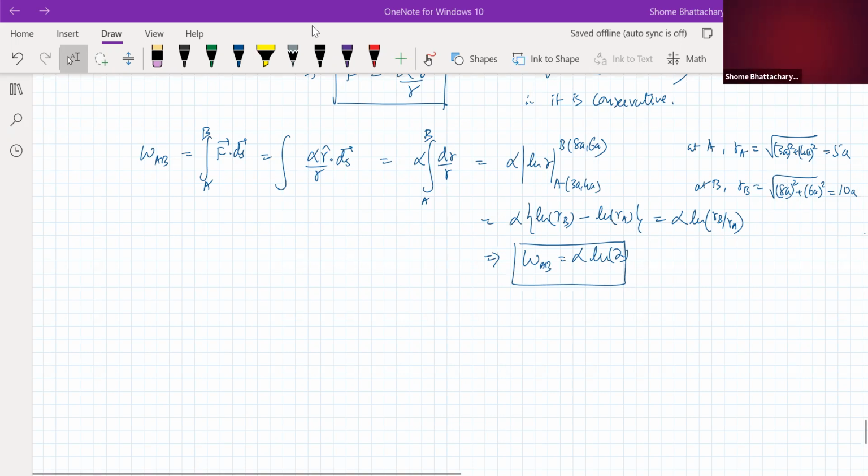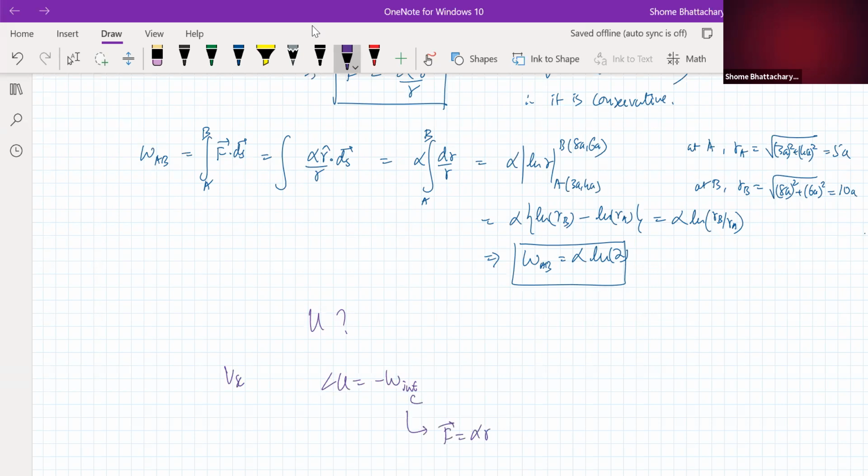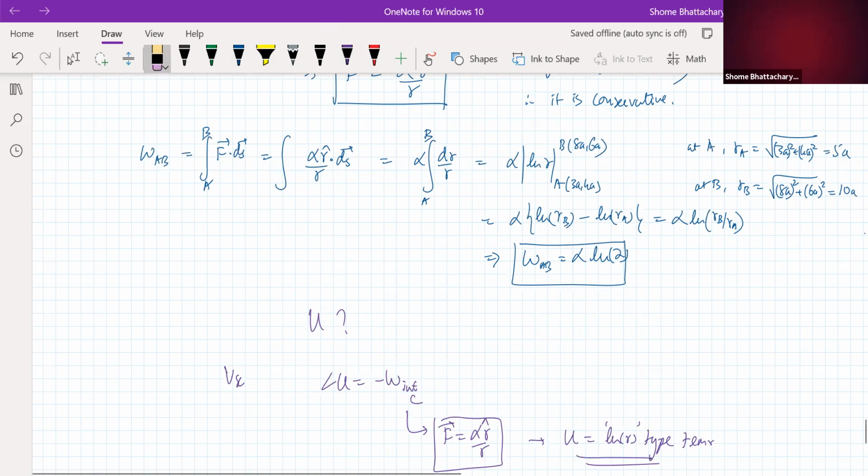Okay, so we will conclude here today. We'll pick up the second part of this question in the next lecture, where we are developing the formula for potential energy. But for that, we'll just use the relation that delta U is negative of work done by internal conservative force. So here, this is that central force. So we will see that our potential energy will become an ln r type of term. So we'll discuss that in the next lecture.